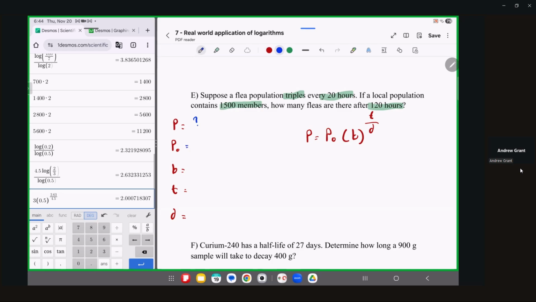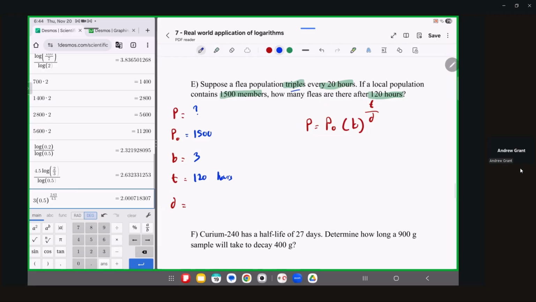How many fleas do we start with? Well, 1,500. How fast are they growing? Well, they're tripling, so the base will be 3. T is the time. So how long are the fleas tripling for? This is going to be 120, and this will be in hours. And how long does it take for their population to triple? It takes 20 hours. And so capital P will be equal to 1,500 times 3 to the power of 120 over 20. So P naught was 1,500, B was 3, T was 120, and D was just a normal 20.